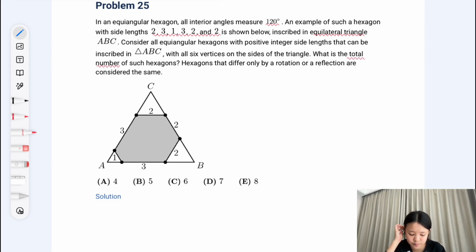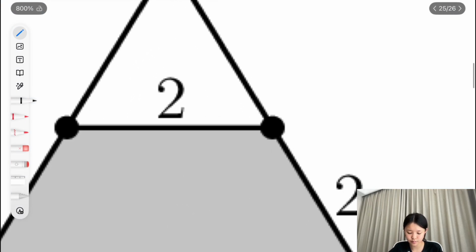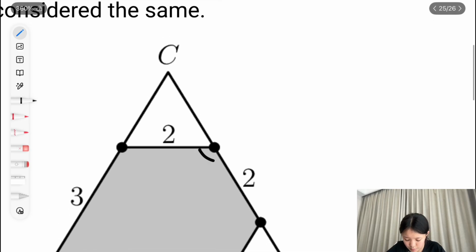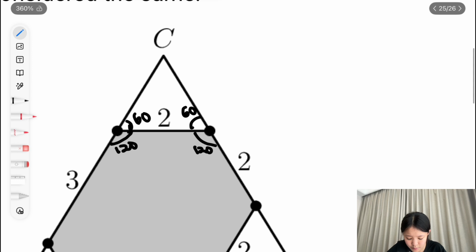Okay, so a common pattern in these types of equal angular hexagon problems is that if we zoom into the top here and we draw out this angle as 120, this means this angle will be 60, because they're supplementary. And this is 120 and this is 60. So what this means is that all of these little spikes that you see, little triangles at each side, they're equilateral as well.